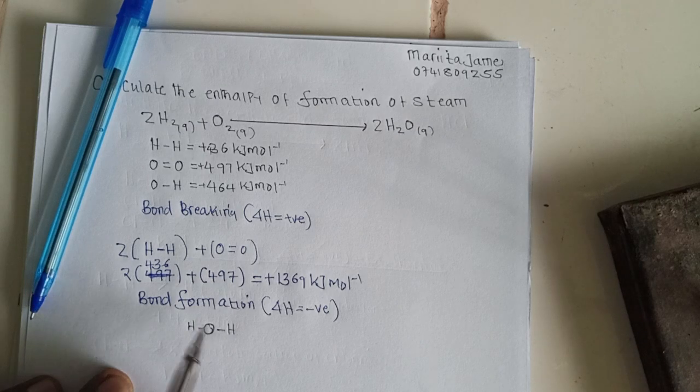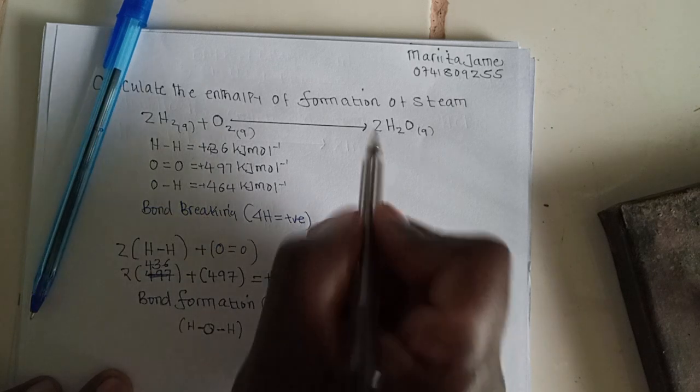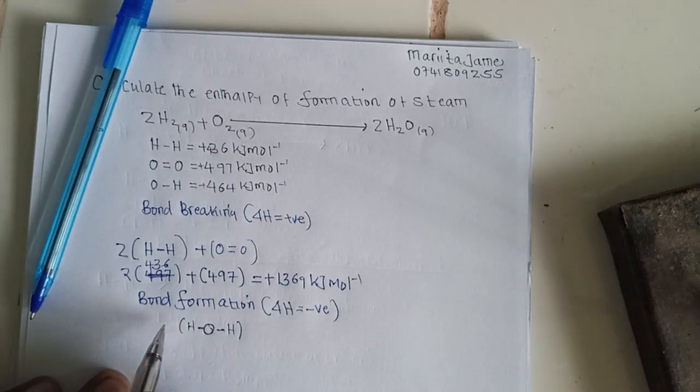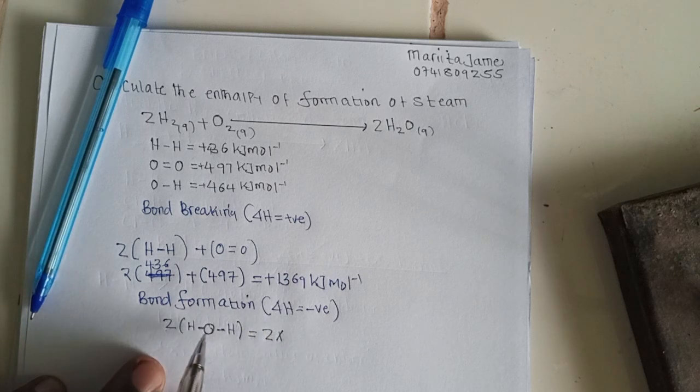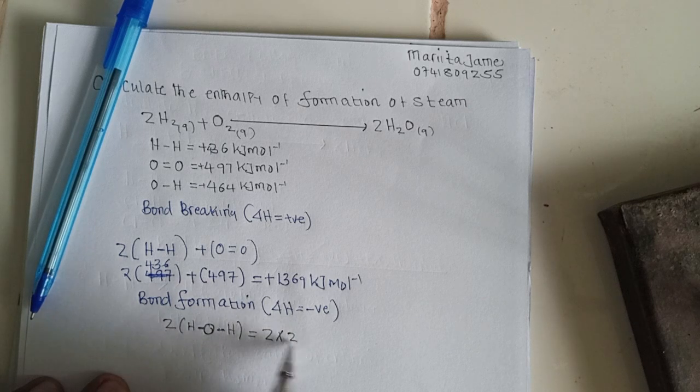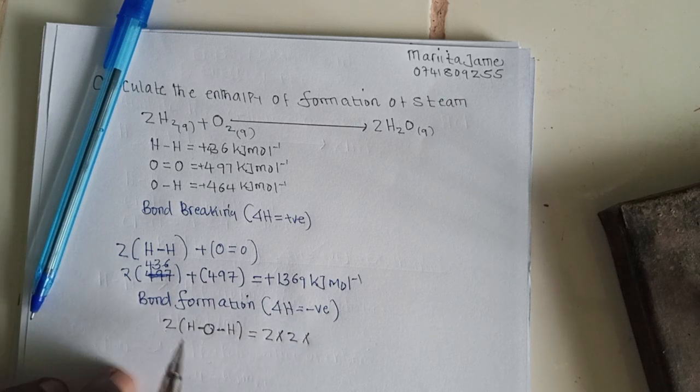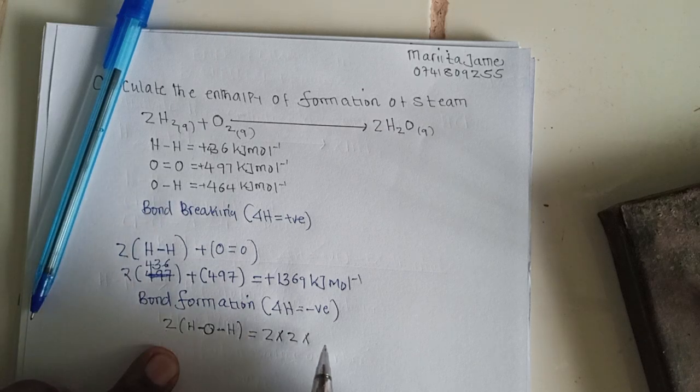So the total number of bonds here, they are 2. So this is equivalent to 2, times how many bonds do we have? They are 2, so we have 1, 2. So we have times 2. This 2 is for the number of bonds, and this one is for the total number of moles. Then times the bond between hydrogen and oxygen, which is 464, correct?